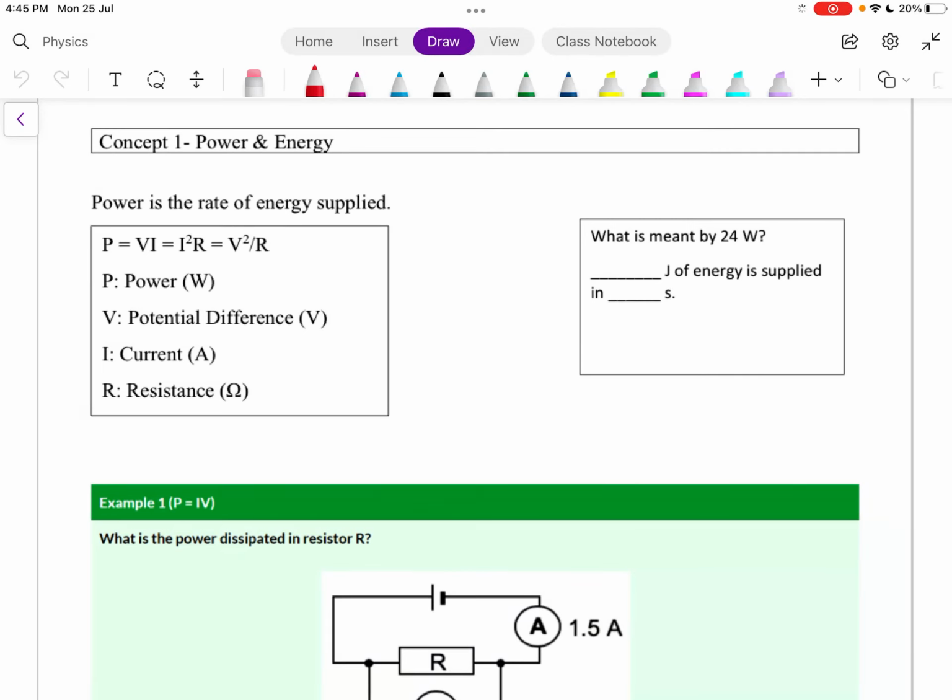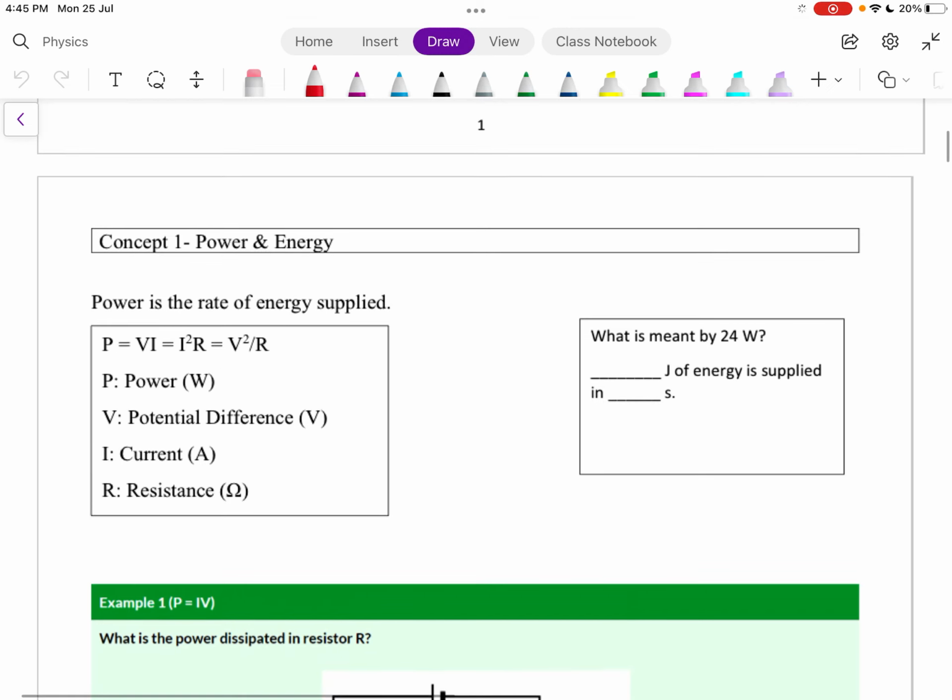Okay, so this will be the practical electricity. For practical electricity, we need to learn two more equations, which are power and energy. For power, I introduced this terminology in a bit of COE. So what is power? Power is the rate of energy supply.